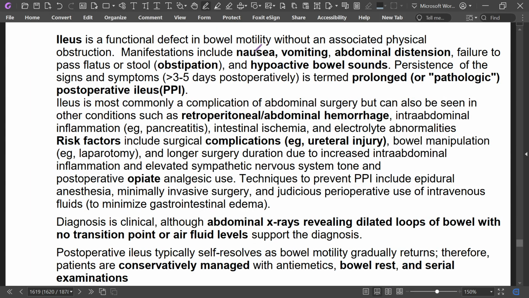Ileus is a functional defect in bowel motility without an associated physical obstruction. Nausea, vomiting, abdominal pain may happen, and obstipation may occur. That means failure of the flatus to pass. There is hypoactive bowel sound. There is persistence of signs and symptoms 3 to 5 days postoperatively, which is termed prolonged pathologic postoperative ileus.